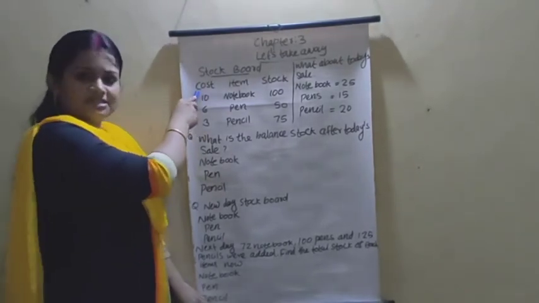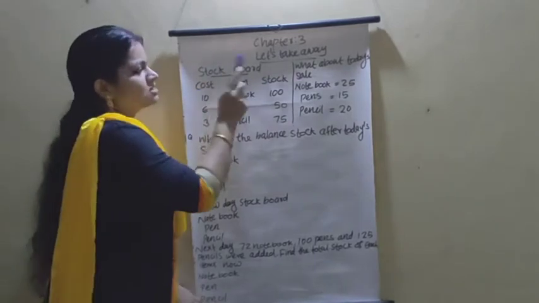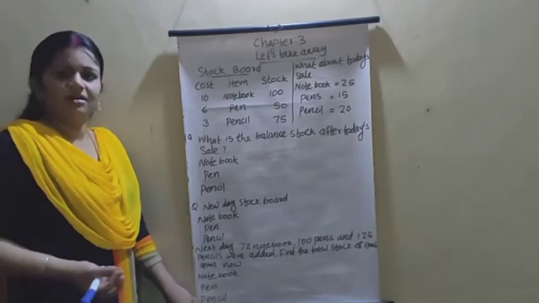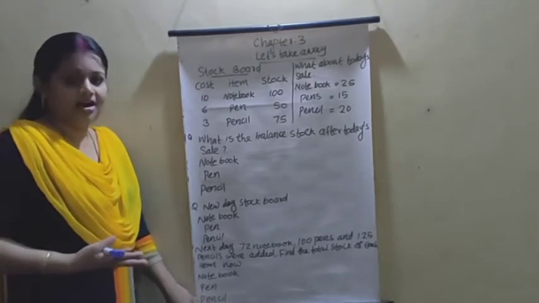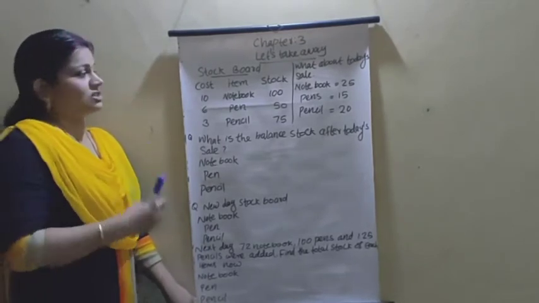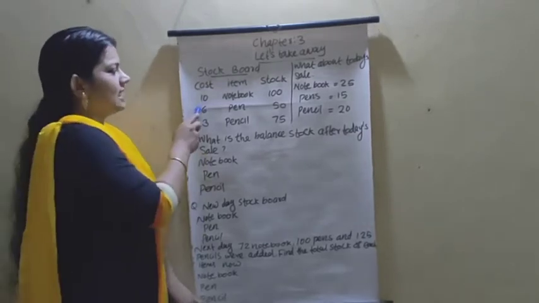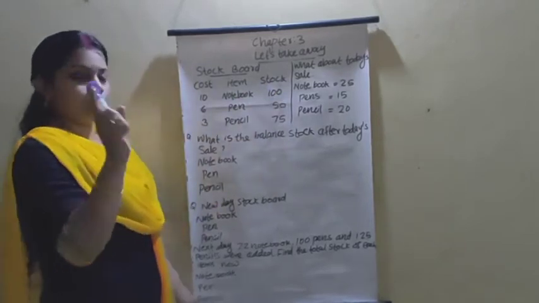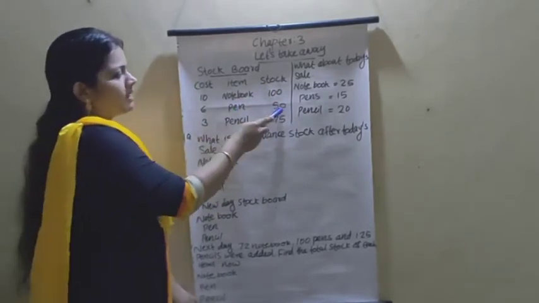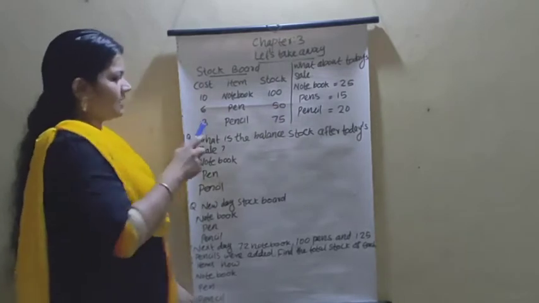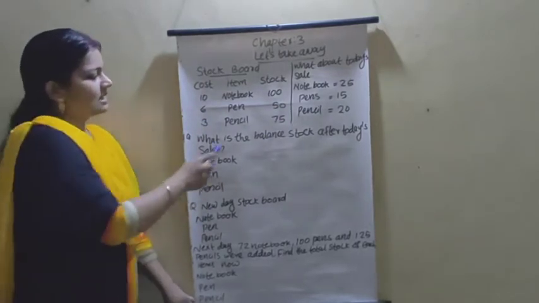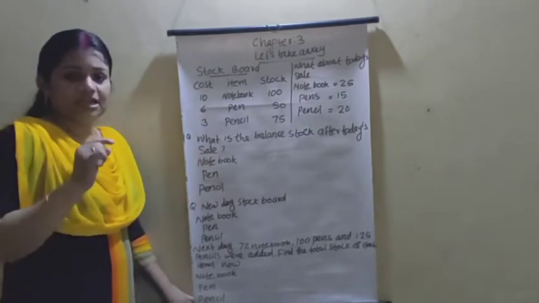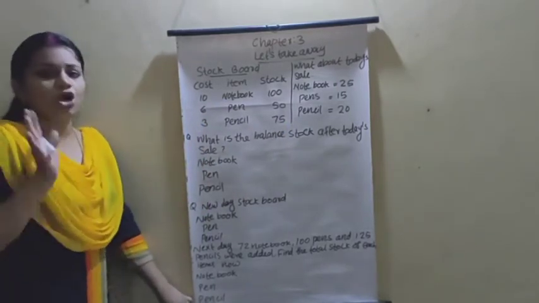Cost means price. Item, stock: how much is there, how many items, how many quantity is there. Like that, the stock. Then notebook: how many notebooks? 100 notebooks. One notebook is what? 10 rupees. Pen, how many pens? 50 pens. One pen is equal to what? 6 rupees. Then pencil, how many pencils are there? 75. One pencil is equal to what? 3. It's a stock board.